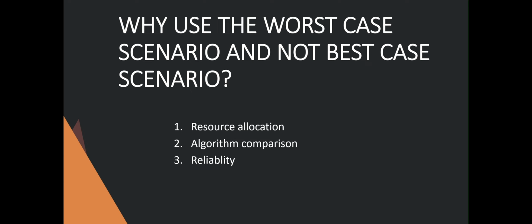We're using big O, or the worst case scenario, because we can get a fair idea of the resource allocation. We can have a reliable estimate of how long an algorithm will take to run, even in the most unfavorable circumstances. Now, we also know that we can compare two different algorithms based on their worst case time complexities to determine which one is more efficient.